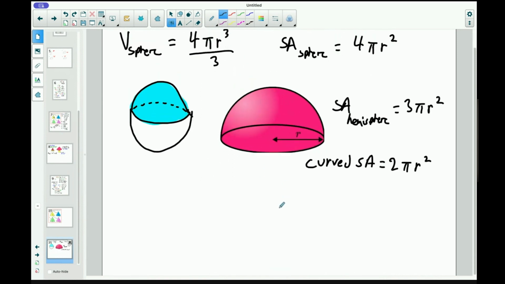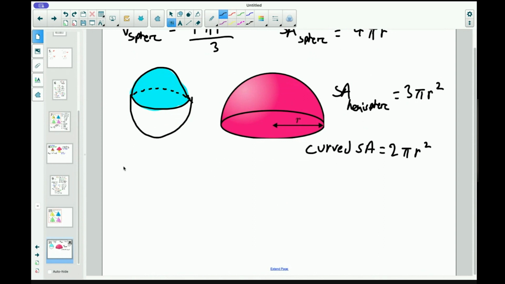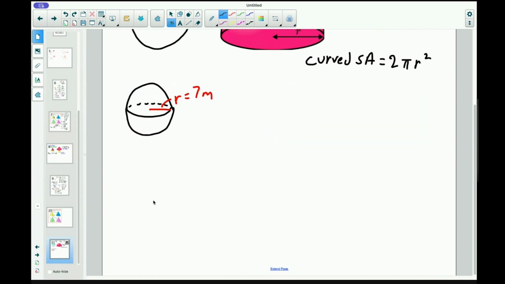So if we're looking at the volume of a sphere, let's say, for example, you're given a sphere. It looks like this. We got this, we got that. And let's say that your radius, let's say r is equal to 7 meters. Okay. So if we're looking at the volume, we've got volume is equal to 4 pi r cubed over 3.